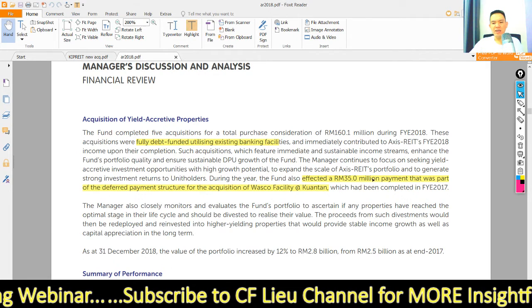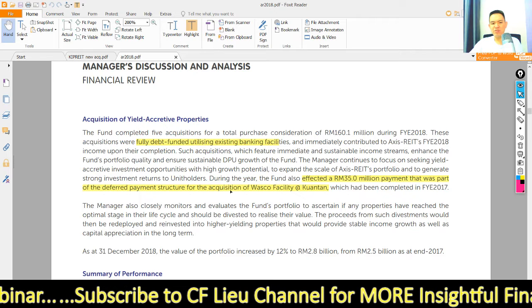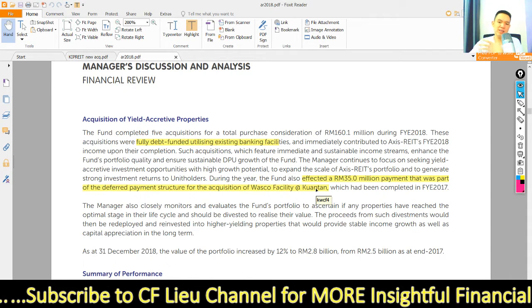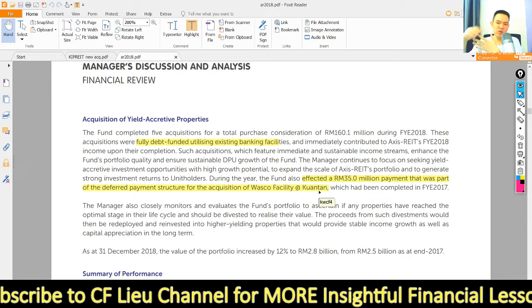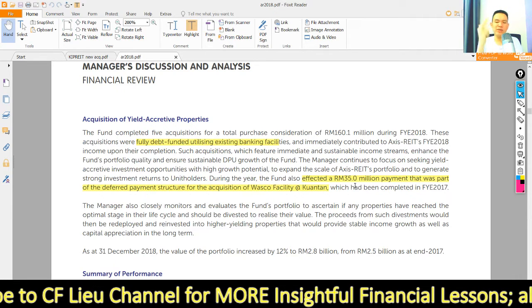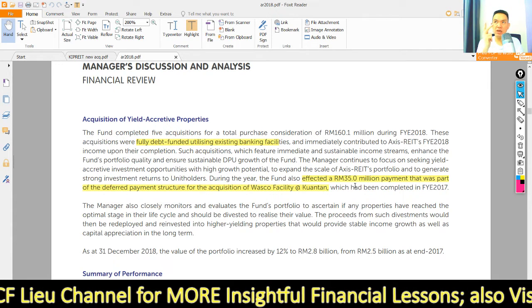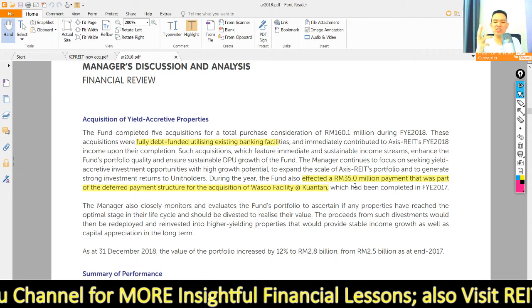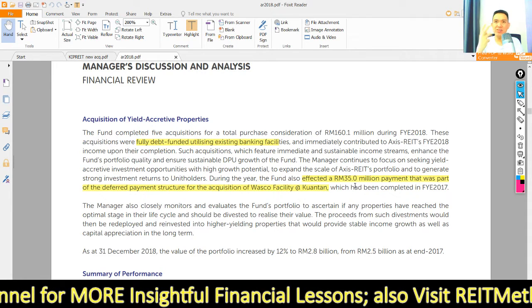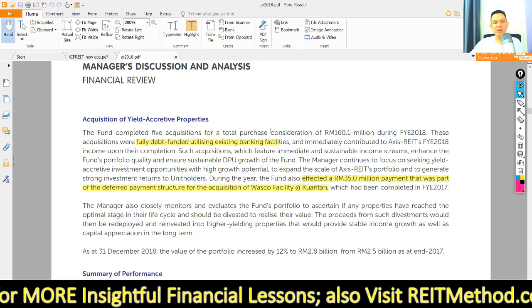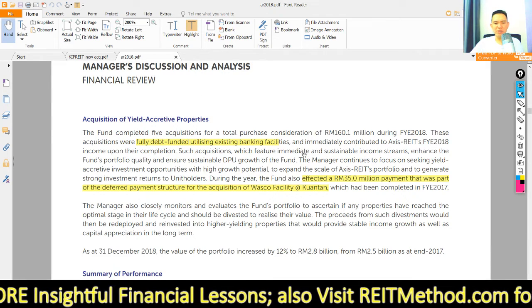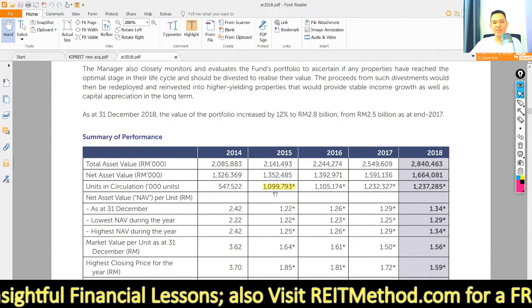Also they are paying what we call a deferred payment structure for acquisition. So they acquired some property facility in Kuantan, it seems 2 years ago, but only this year they are probably paying the last tranche based on the sales and purchase agreement. So you acquire property, debt funded, they borrow money.